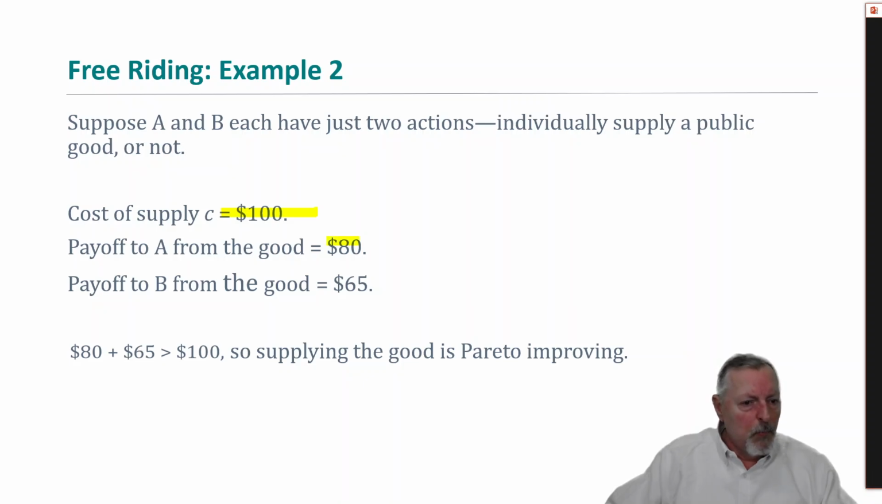Roommate A thinks having air conditioning would make him $80 better off. Roommate B thinks having air conditioning would make her $65 better off. Now, the total benefit to the group is $145, and it only costs $100 to get it. So it is a Pareto improvement to supply this public good.